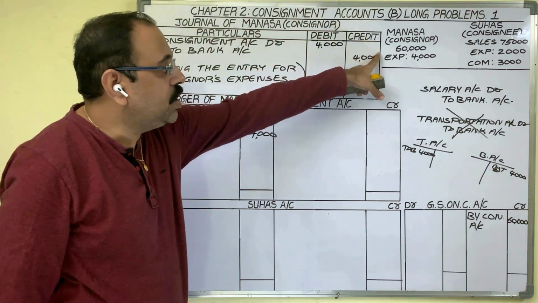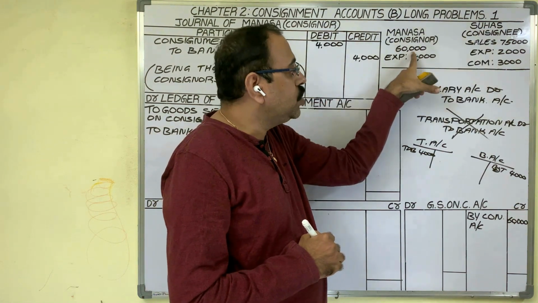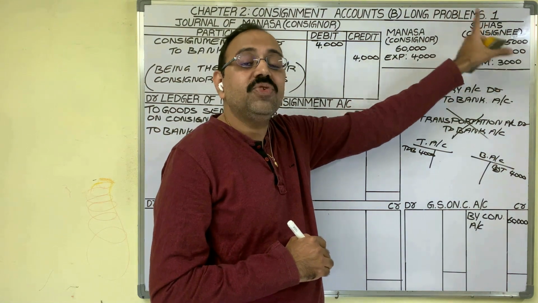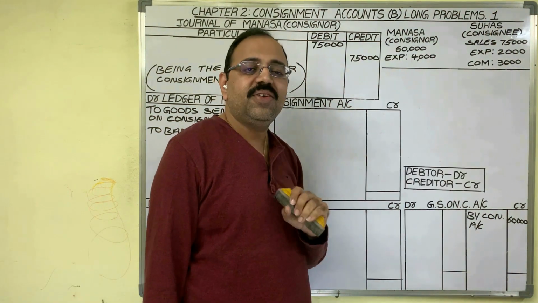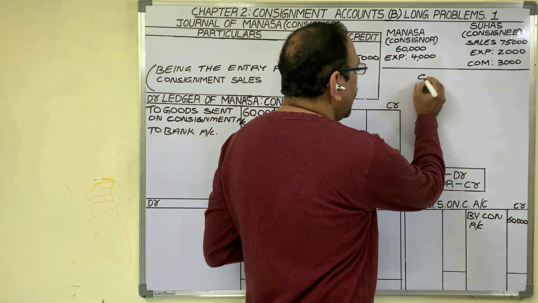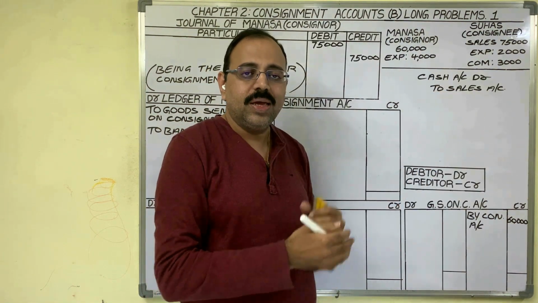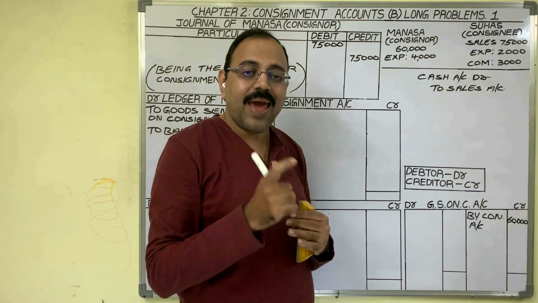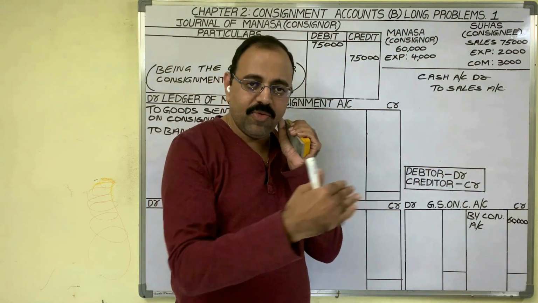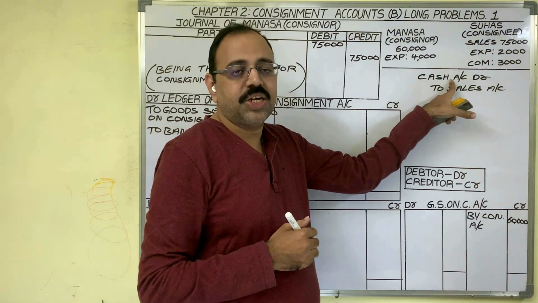Now move to next transaction. We sent 60,000 worth goods to Suhas. Suhas sold all these goods for 75,000 rupees. For these sales, we have to write the journal entry. Recollect inter first year. For sales, we used to write cash account debtor to sales account. When we sell goods, cash comes from the customer. Cash is an asset. It is a real account. Real account rule, debit what comes in, credit what goes out. As cash is coming into the firm, we debit cash account.